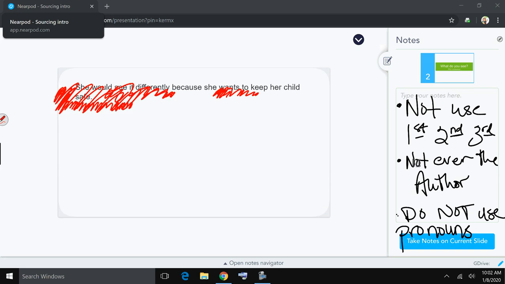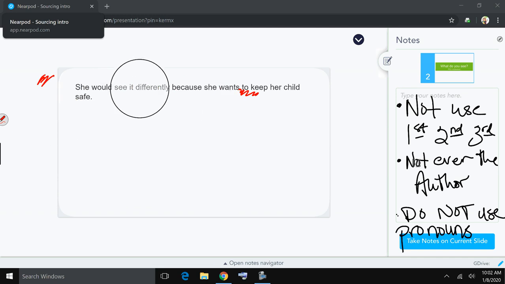Let's look at this. Tell me, why would we not give that credit for sourcing, for answering that question? It's vague. Okay, vague, and what else does it do that breaks a rule of ours? Pronouns, right? She and it.